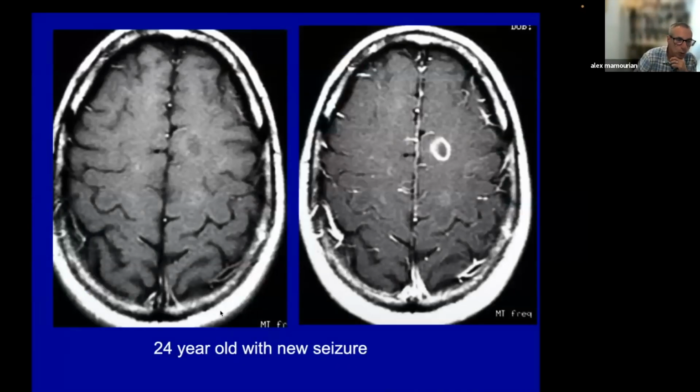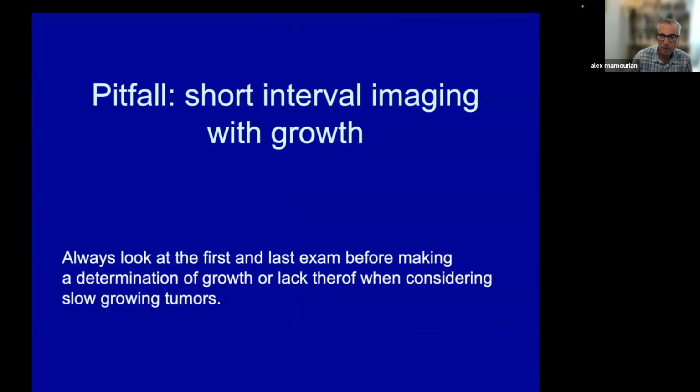Here's a 24-year-old with a new seizure. Again, ring-enhancing lesion in the white matter. Before you leap at the diagnosis of neoplasm, this one actually proved to be MS. Even though I told you it's unusual for MS to present with seizures, it was the case in this patient. And when I say it's rare, it's probably on the order of 1 to 5%, which is not very common.